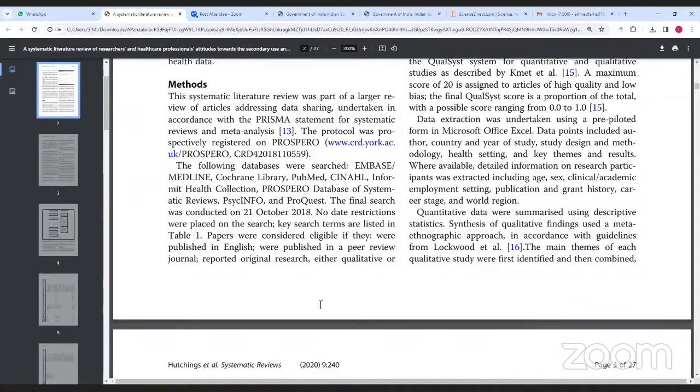Data extraction was undertaken using a pre-piloted form in Microsoft Excel. Sir, excuse me, sir. Here, what does a score of 20 mean, sir? It is the particular scoring system, that is the Qualsyst system. Okay. Right, sir. It is written Qualsyst score. So that is the system. I have no idea about that particular system, but sir, there is some scoring procedure. Right, sir.